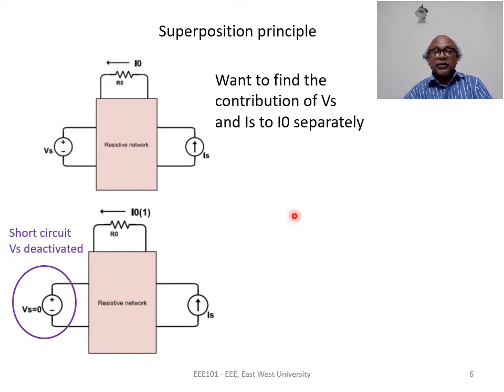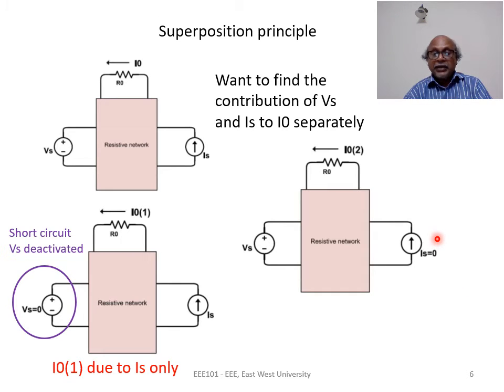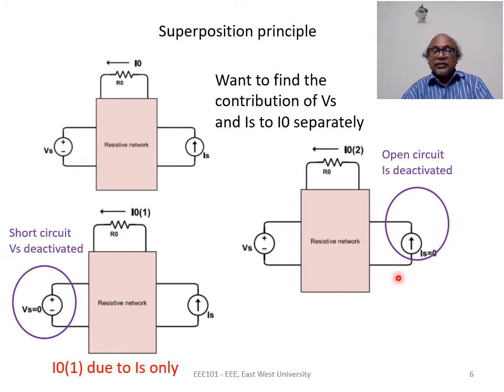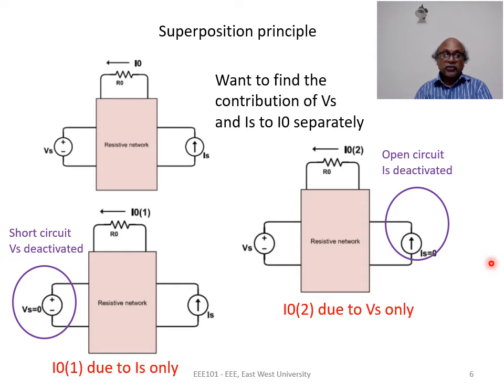This I naught 1 is the contribution of the independent current source Is to our response I naught. This I naught 1 is due to Is only. Next, to find out the contribution of the voltage source Vs, we make Is equal to 0. Then Is is replaced by an open circuit and it is deactivated. Now the current flowing through R naught, we call it I naught 2, and this I naught 2 is due to the voltage source only. That is, I naught 2 is due to Vs only.